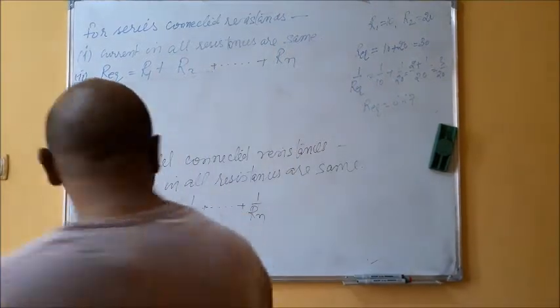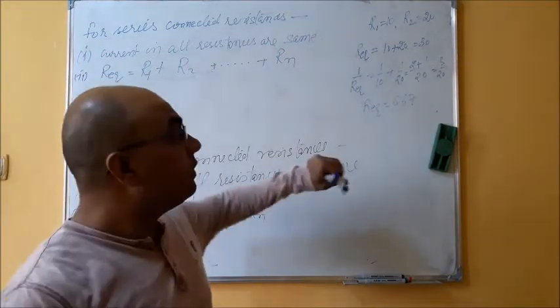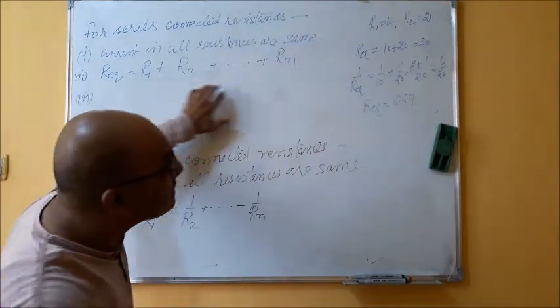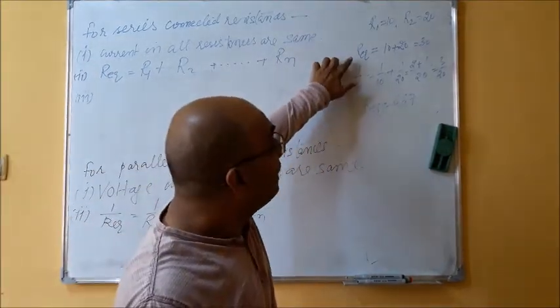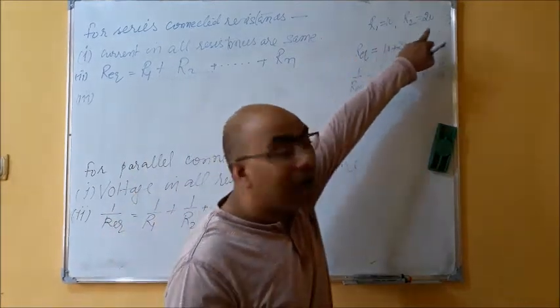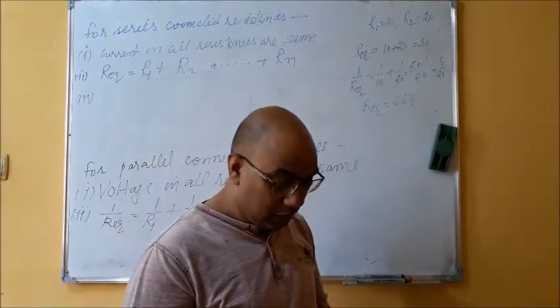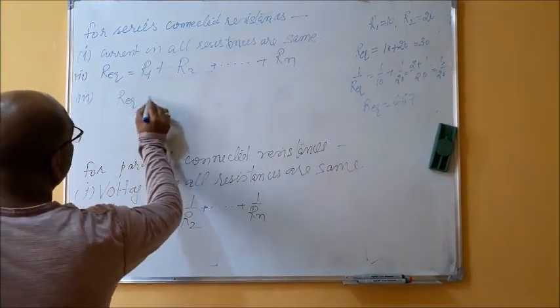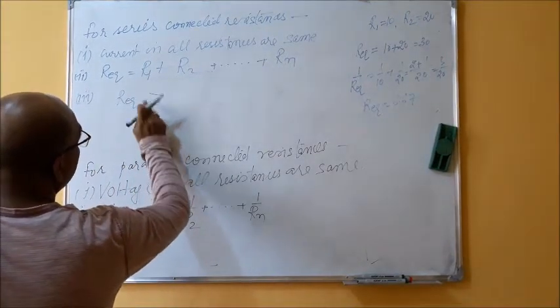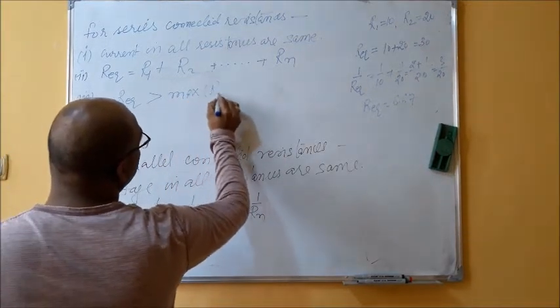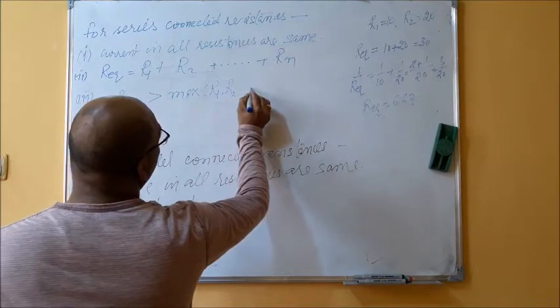Okay, so this means if you see here, if resistances are connected in series, then the overall resistance is more than the highest value. Okay, so R equivalent will be more than the maximum of R1, R2 and Rn.